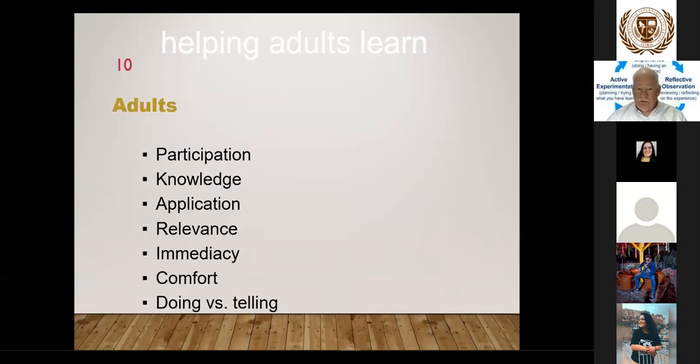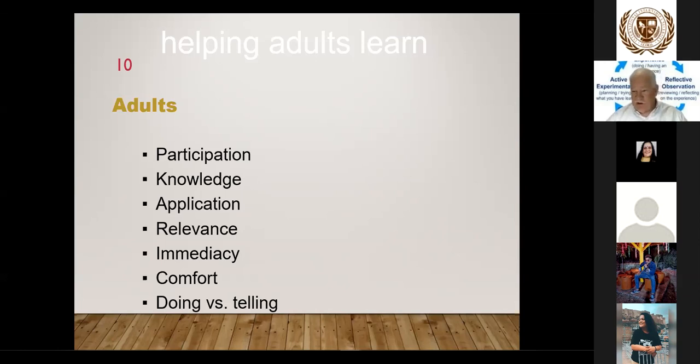So one of the things that we want to look at is the difference in adult and child learning, is that for adult learning, you want to involve participation. Okay, you want to make sure that your knowledge level is where you need it for adult information. Application, just like we just talked about, is so important.